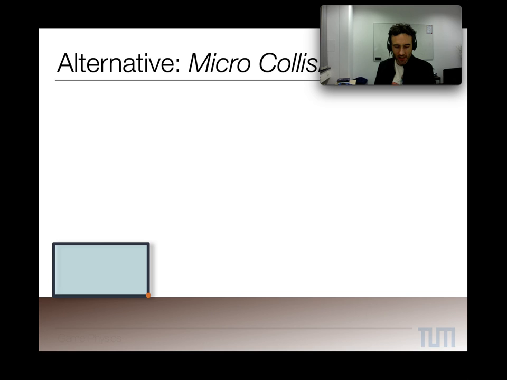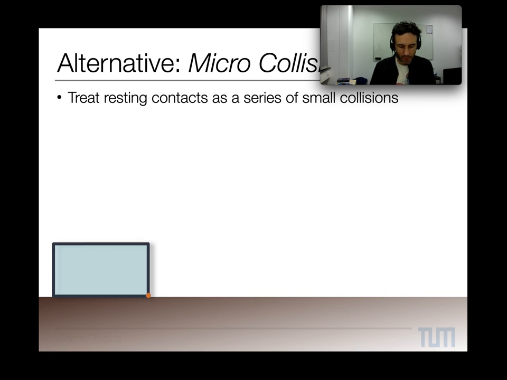Another alternative called micro collisions is actually, as advertised in the Millington book that I recommended earlier. And here the idea is that we actually treat these resting contacts as a series of small collisions happening to the object.